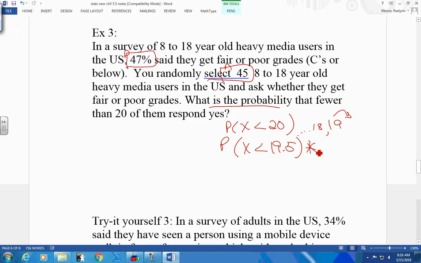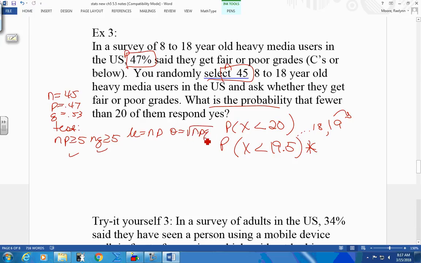Let's make sure our test, we did this earlier, but we're just going to make sure we test. We know it passes because we did this one in a previous example. So your N was 45, your P was 0.47, and your Q was 0.53. And we did this test in an earlier example, so we know that it worked. Now, the rest is like you normally do. Find your mean, find your standard deviation.